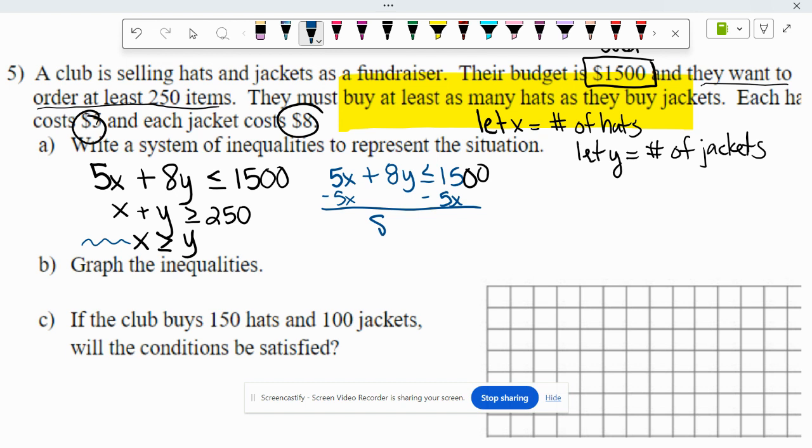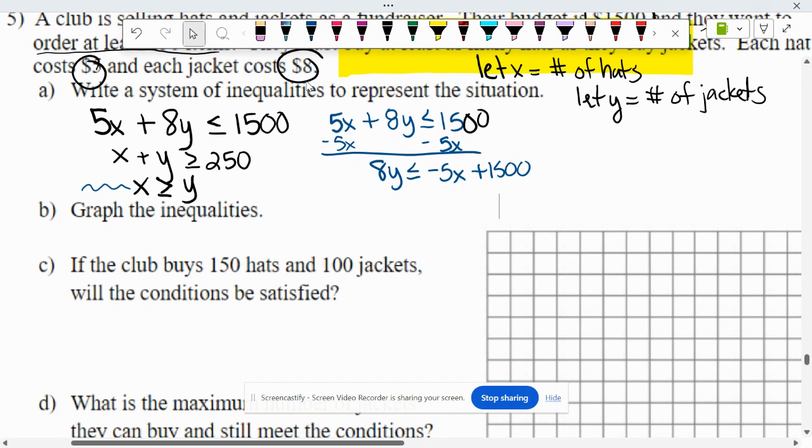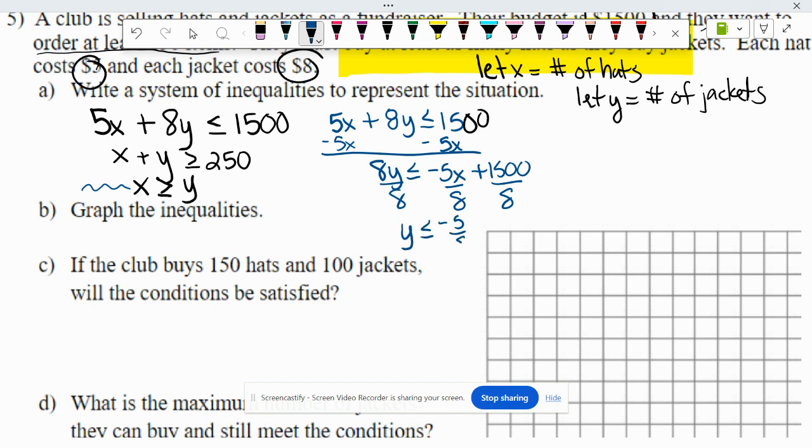All right, so 8y is less than or equal to negative 5x plus 1500. Next, divide everything by what? 8. Divide everything by 8. So y is less than or equal to negative 5/8 x plus, what's 1500 divided by 8? What is it? 187.5. Okay.